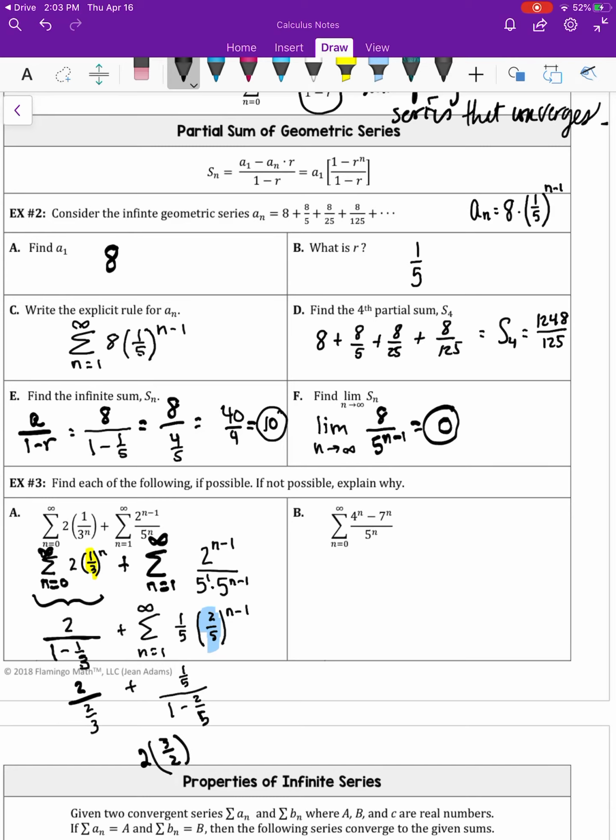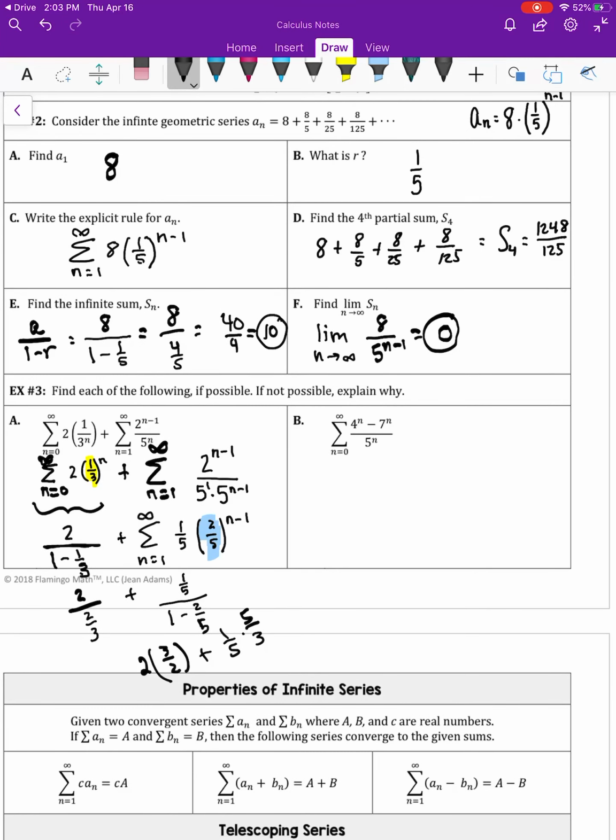So what was this? This was 2 over 2/3 plus 1/5 over, oh wait, what did I do here? It was supposed to be a 5. I don't know what I was thinking there. So this becomes 2 times 3/2, and this is 1/5 divided by 3/5, which is times 5/3. And so that becomes 3 plus 1/3, so 10/3. So we were able to solve that one. We were able to solve A.